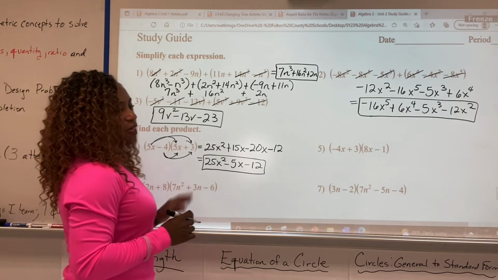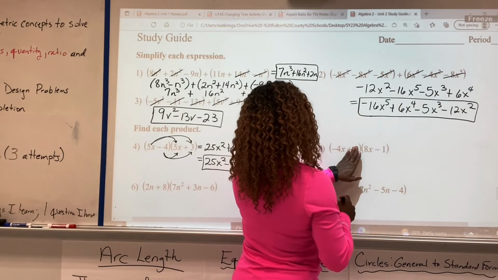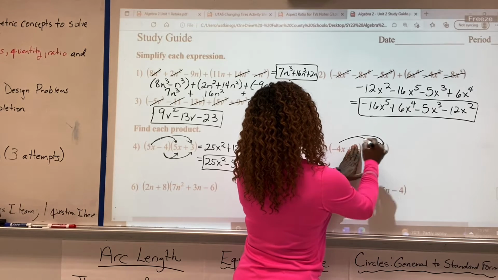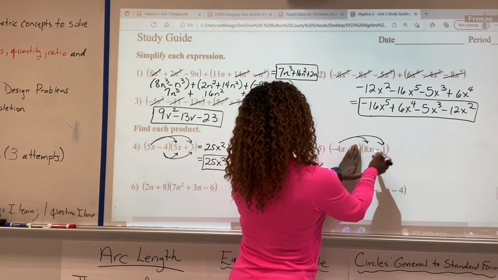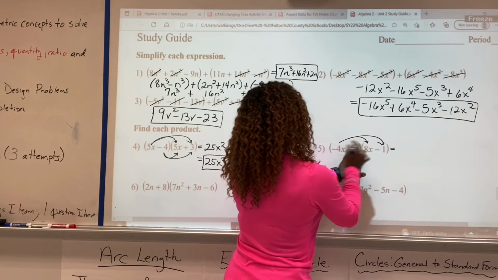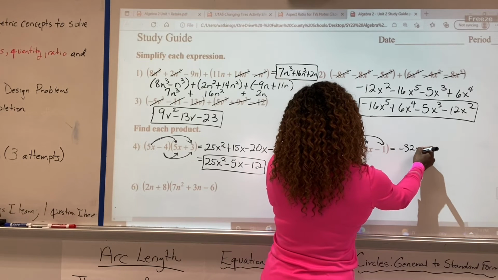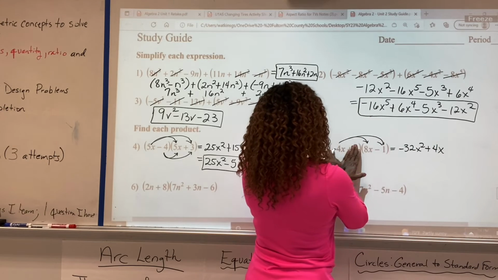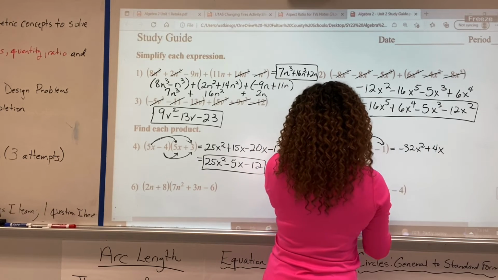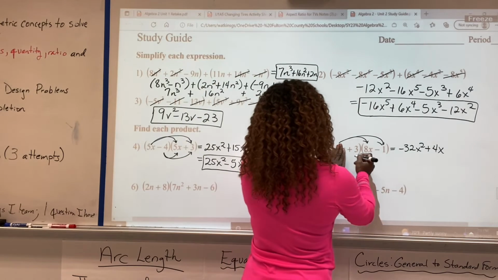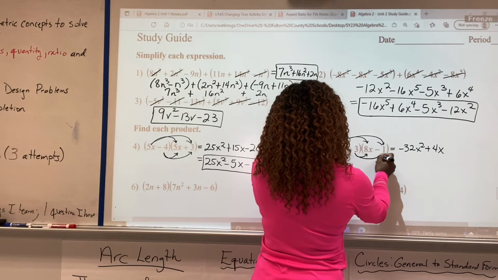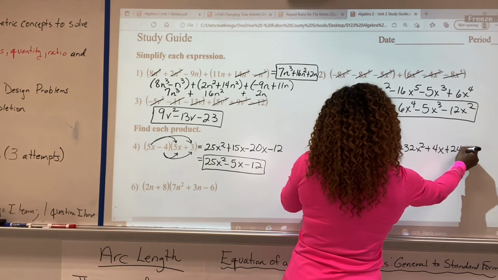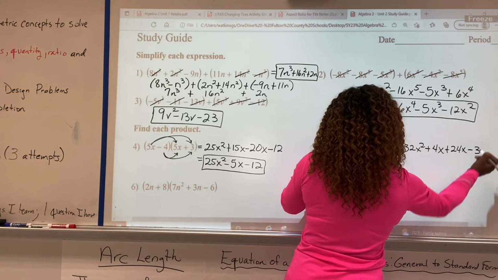Let's take a look at number 5, same process. So I'll get this one out of my way, and then I'm going to distribute the negative 4x times each of those terms. This will give me negative 32x squared, and this will give me a positive 4x, because a negative times a negative is a positive. Now let's do the 3, same process. 3 times 8x, 3 times negative 1. That will give me 24x, and that will give me minus 3.